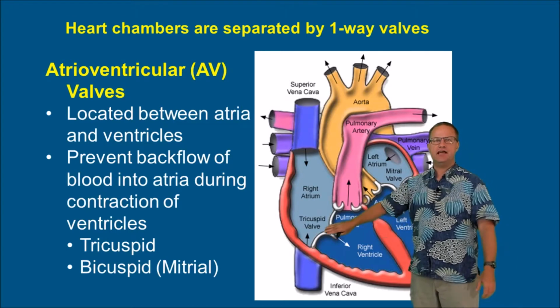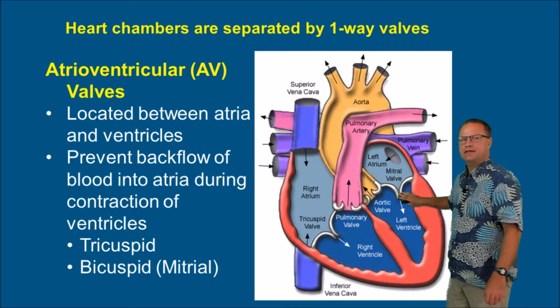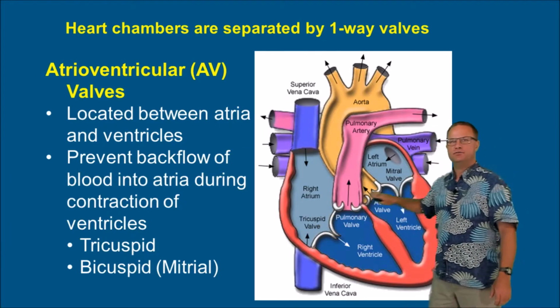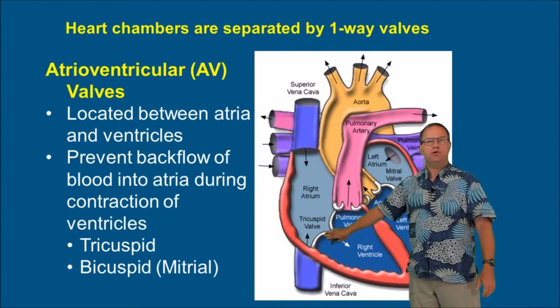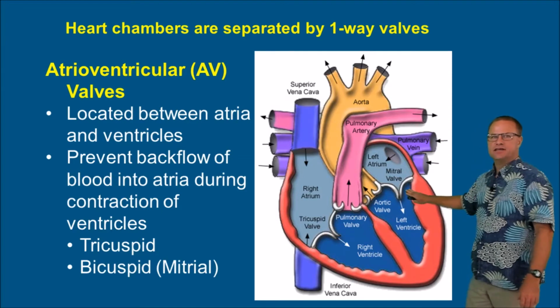So we have first these atrioventricular valves, and on the right-hand side we have the tricuspid, and the left-hand side we have the bicuspid or mitral. The way that I remember which one is which, right and tri both have an R in it. So right and tri, right side is the tricuspid, the left side here is the bicuspid.